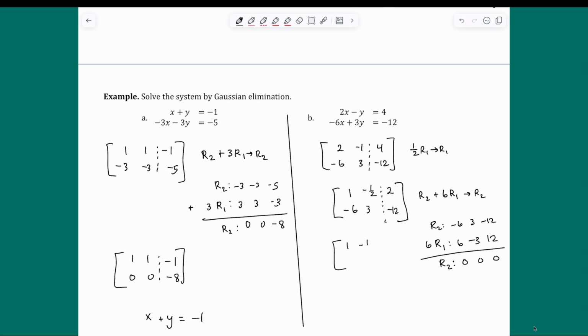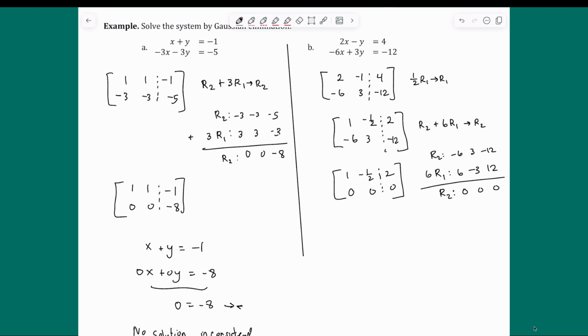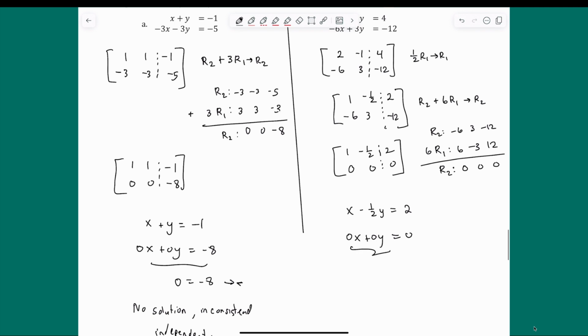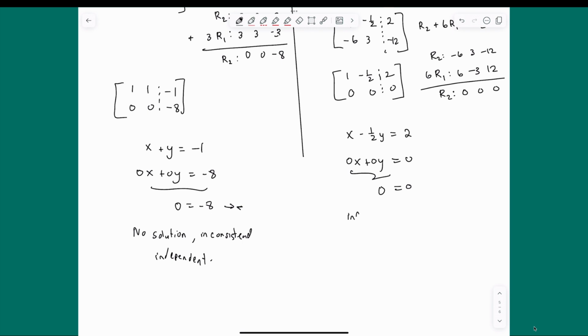So this is very similar to the last one. First row stays the same, but the new row is 0, 0, 0. So if we rewrote the system here, this would be x minus 1/2 y equals 2, and we would get 0x plus 0y equal to 0. The difference is this here is 0 and this is 0. That's an identity, that's a true statement. This would indicate we have infinite solutions. Dependent equations for sure. And I guess this system would be consistent.